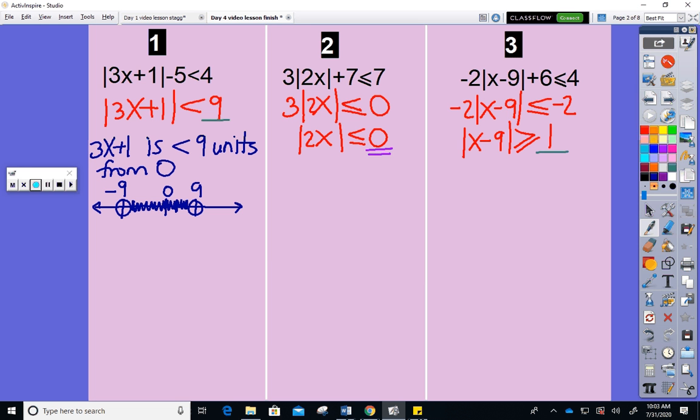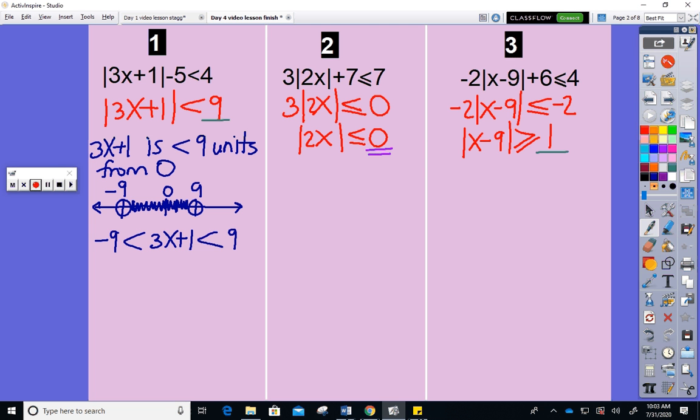Now what I'm going to do from there is say, oh, that means that 3x plus 1 sits between negative 9 and positive 9 on the number line. So that's the way I say that. So I make one inequality. Skip number 2 because it's an unusual one. I'll come back to that.